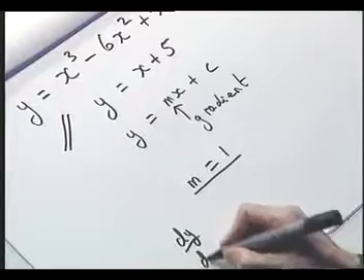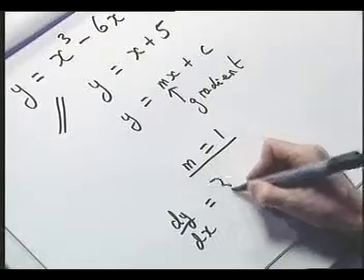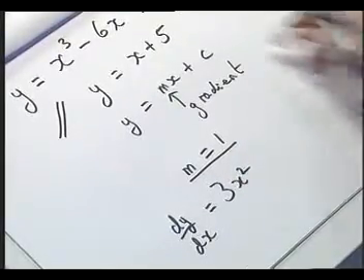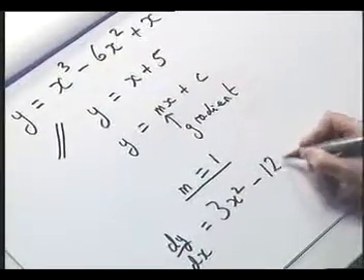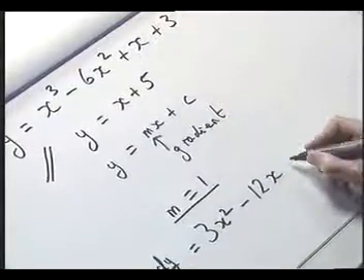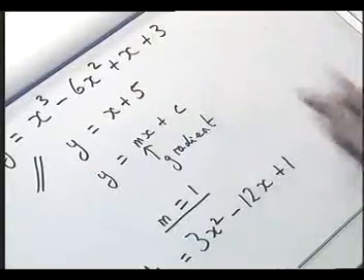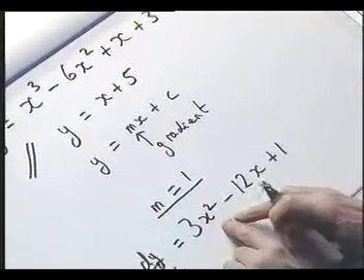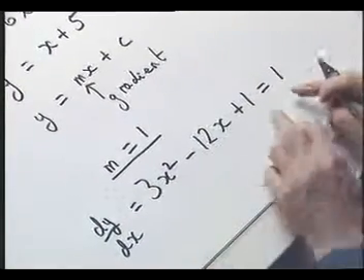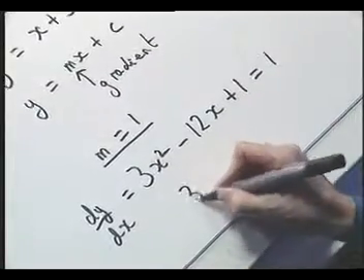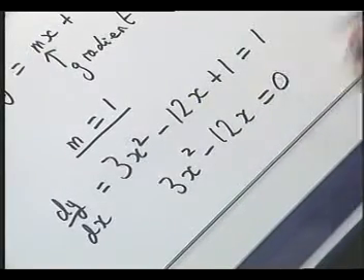Let's differentiate. dy by dx is equal to the derivative of x cubed, which is 3x squared. The derivative of minus 6x squared is minus 12x. The derivative of x is plus 1. And the derivative of 3 is 0 because it's a constant. And we want this expression to be equal to 1. So we can take 1 away from each side, and we have 3x squared minus 12x equals 0.